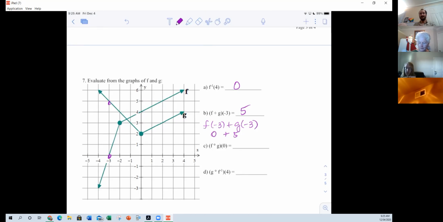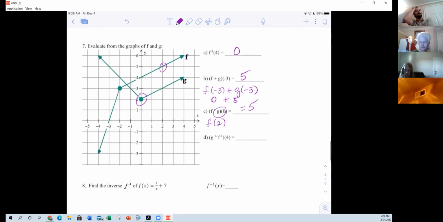Then f of g of 0. The first thing you're going to do is find g of 0. Go to the g function, and g of 0 is 2. So we're looking for f of 2, and f of 2 is 5. And this says g of f inverse of 4. Well, we already found f inverse of 4 is 0. So we're looking for g of 0, and the g function at 0 is just 2.